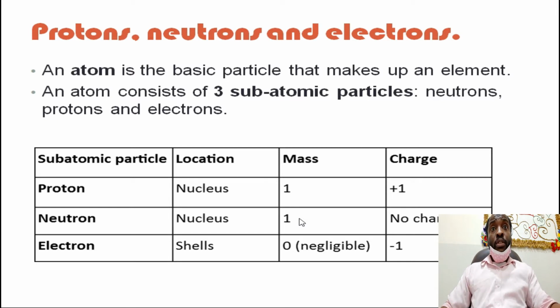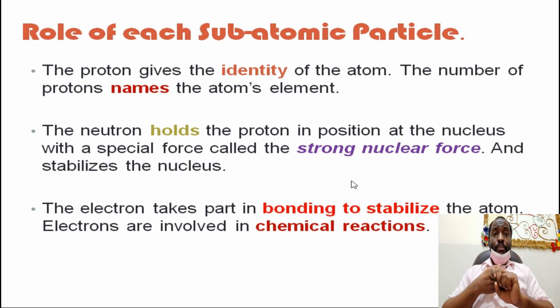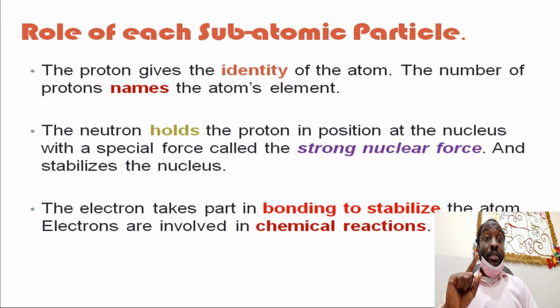Now let us move further to look at some of the roles of these subatomic particles. The proton generally names the atom's element. In other words, if an atom has 3 protons, then that atom or element is lithium. And if an atom has 4 protons, then we are talking about a beryllium atom. The neutron actually brings about stability in the nucleus, and they also hold the protons in position.